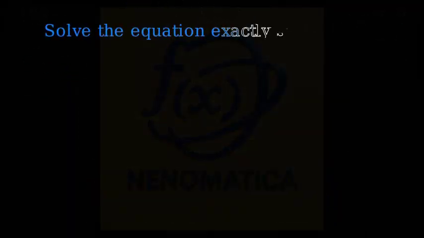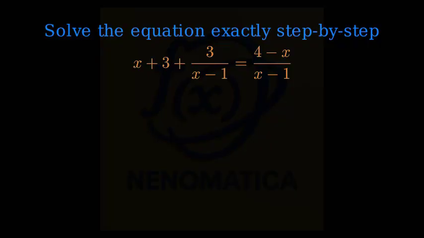We will solve a rational equation step by step, following the exact algebraic sequence shown in the reference method. Here is the problem: (x plus 3) over (x minus 1) equals (4 minus x) over (x minus 1). We will mirror the reference steps exactly. Multiply by the common denominator, expand, simplify, factor, then solve.